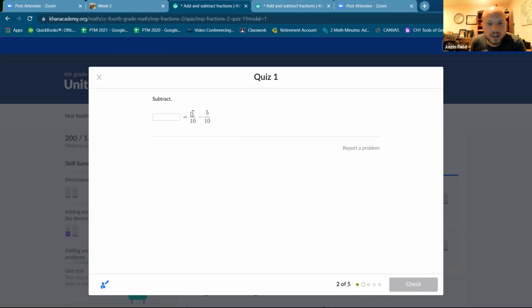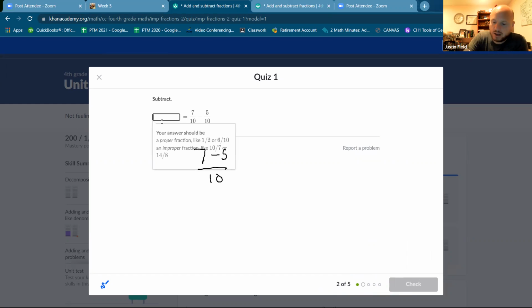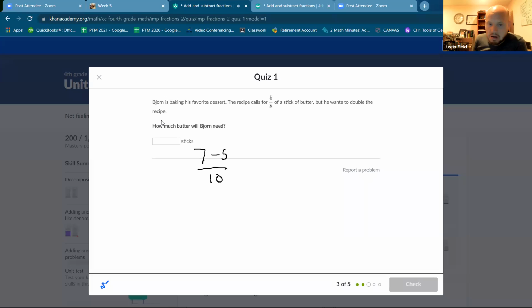Okay, so subtract. When you subtract, you just subtract the numbers on top. So this one would be 7 minus 5 over 10, which is 2 over 10. And that does reduce. Let's see if they make us reduce it. No. All right.